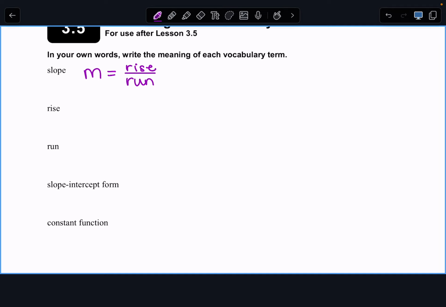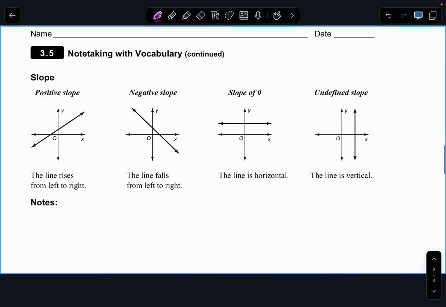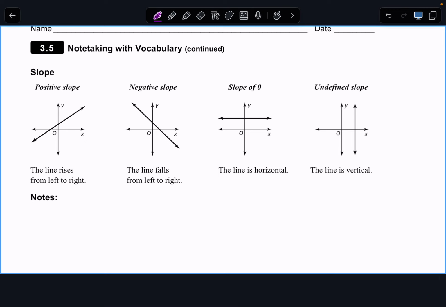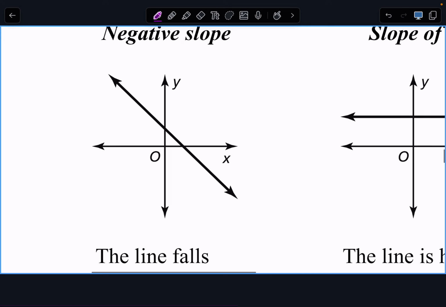Okay, remember lots of page flipping. What I want you to do is turn to the next page so we can talk about positive, negative, zero, and undefined slope. Okay. When you have a line with positive slope, that line is going to rise from left to right. When you have a slope that is negative, whether it be negative 1/5 or negative 5 or negative 1/3, whatever, it's going to fall from left to right.